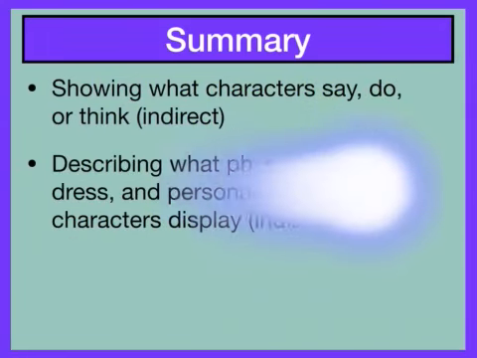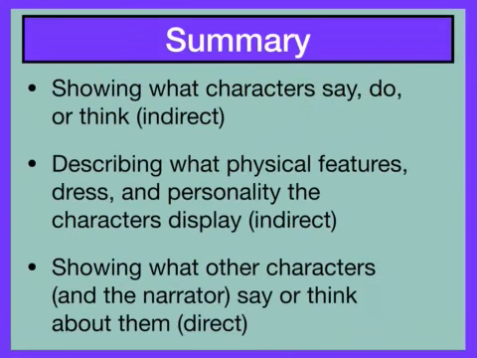Let's summarize our 3 points. Once again, showing what characters say, do, or think, describing what physical features, dress, and personality the characters display, and showing what other characters and the narrator say or think about them. These are the 3 methods of characterization.